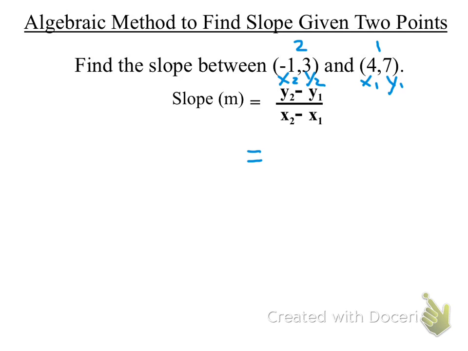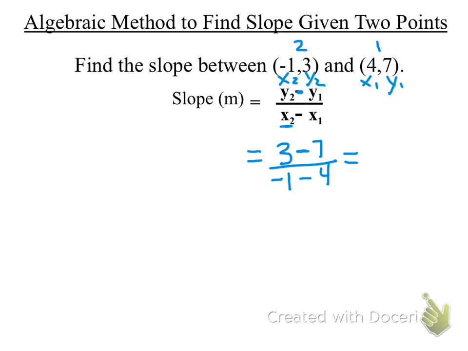Sadat? 3. Then I write minus, oh, positive 7. Good. And what do I substitute for x2? Lucy. Negative 1. Negative 1 minus 4. Good. And now I'm going to simplify that.